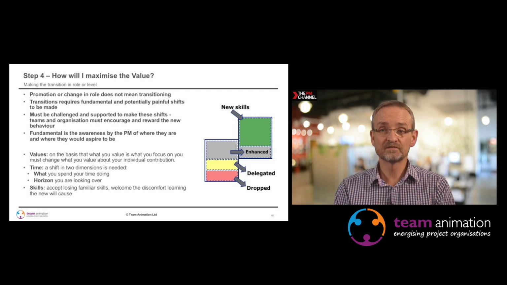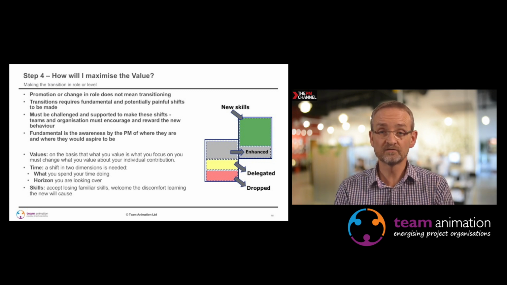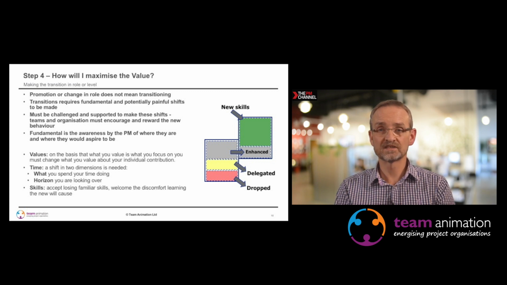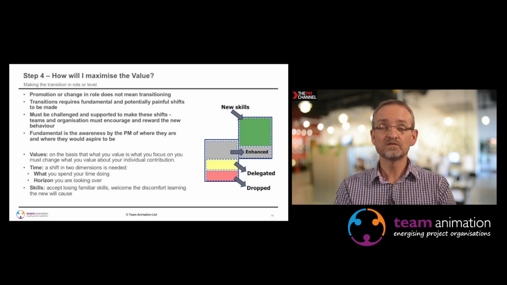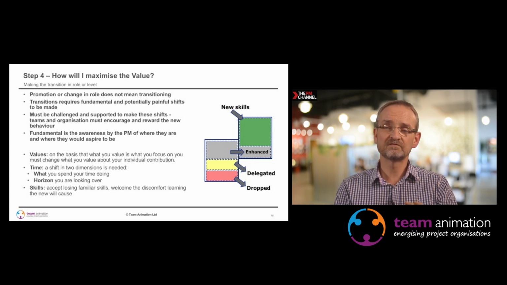So there are 3 things we've identified here that need to change. The most challenging being your personal values, because what you value is what you focus on, you must change what you value about your individual contribution. Just take an example. If you were moving from being a project manager to a program manager, if you value getting involved, helping team leaders to really improve, work on complex problems, jump in, roll your sleeves up and help, that is fantastic and admirable. That may be a personal value that makes you feel very good and comfortable and happy.